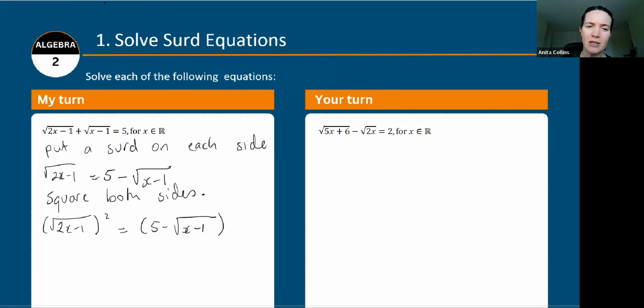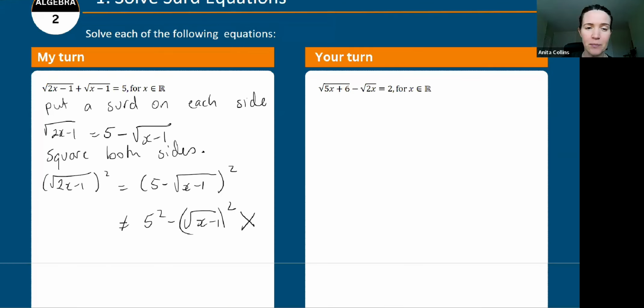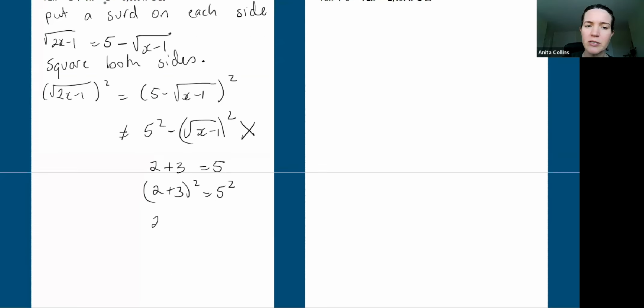Now be careful not to do 5 squared minus root x minus 1 squared. That is incorrect. I can quickly show you why it's incorrect. If, for example, we had 2 plus 3 is equal to 5, if we do 2 plus 3 all squared, that will be equal to 5 squared. If, however, we do 2 squared plus 3 squared, that's not going to be equal to 5 squared. That would give us 4 and 9, not equal to 25. So when you're squaring, you can square both sides, but squaring each term in an equation is not a valid move. So let's square both sides.